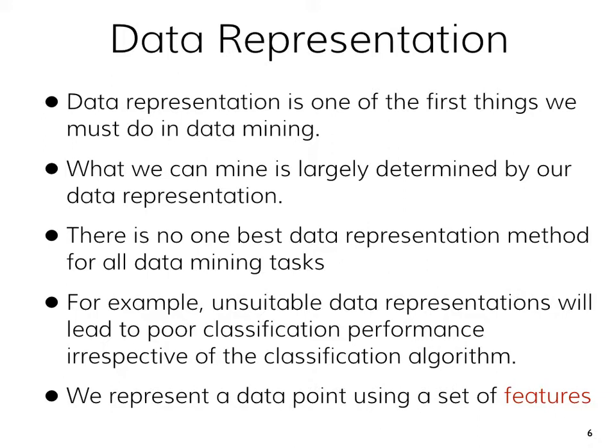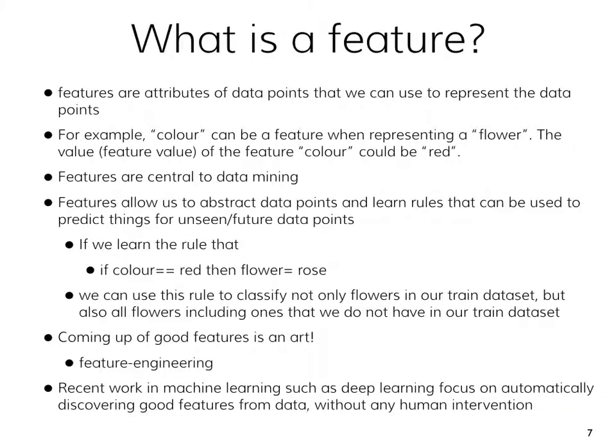So we are going to represent data points using what are called features. Features are attributes of data points that we can use. For example, if we want to represent flowers, maybe the colors of petals, the number of petals the flower has, and things like the lengths and widths of petals could be used as features. So having good features is a central thing when you are learning things like classification models.